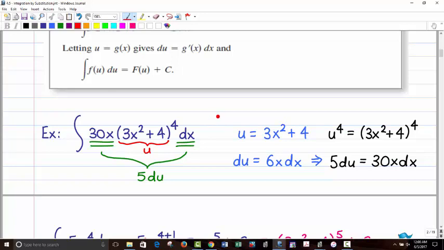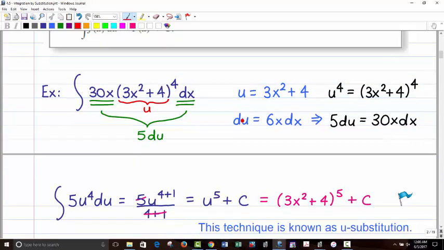Now, different problems require different techniques, but with these basic ones, you're looking at u being what's in the parentheses. If you have something raised to a power, whether it's positive, negative, or a fraction, doesn't matter, the u will be the inside. So the u will be 3x squared plus 4. Then the du would be the derivative of this, which is 6x dx.